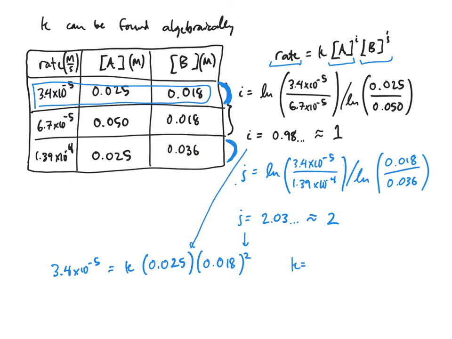And when we solve for k algebraically, we get a rate constant of 4.20 moles per liter to the negative 2 power and seconds to the negative 1 power. And we choose those units because this is an overall reaction order of 3. So it's a third order rate constant. And those are the units that we need to cancel out the concentrations in the final expression of the rate law.